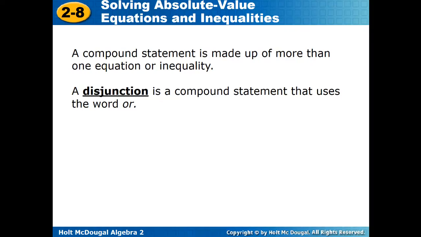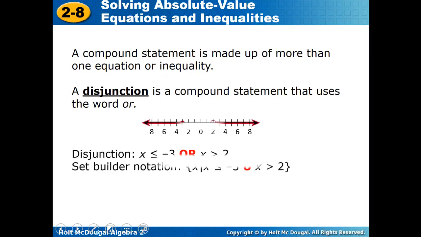All right, so if you have a compound statement, it's a statement that is made up of more than one equation or inequality. And when you have 2, you may have a disjunction. That means the compound statement uses the word or. All right, so a disjunction is going to use the word or. Let's look at an example of that.